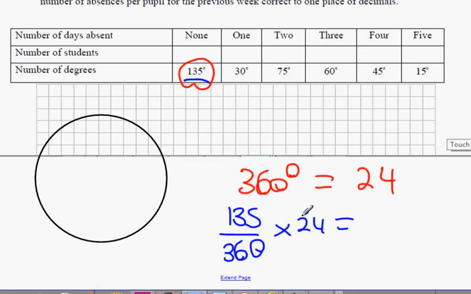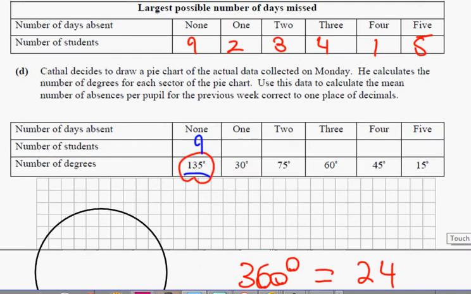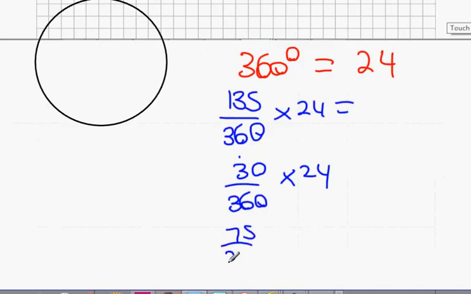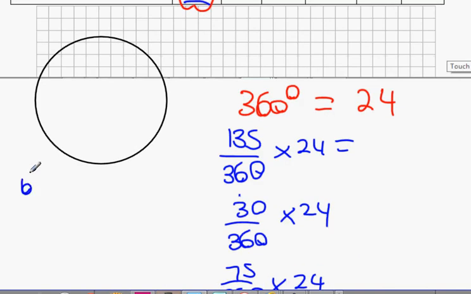9. Sorry? 9. 9? 9. Okay guys, what about this one here? 30 divided by 360 multiplied by 24? Anybody? Sorry? 2. What about 75 divided by 360 multiplied by 24? 5. What's the next answer then? The one after that? 60 divided by 360 multiplied by 24? 4. After that?